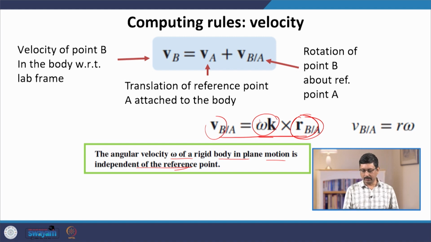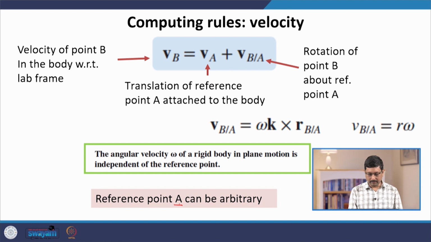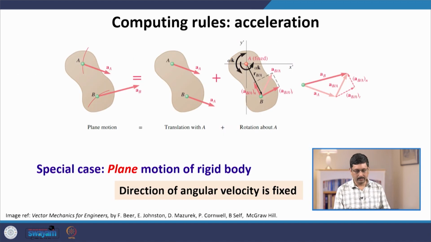If we take the magnitude of this cross product, note the notation I have put: boldface means a vector and without bold means a scalar. So this is the magnitude and this is the full vector. The crucial point is that this reference point A can be arbitrary. This is our choice, and we shall try to choose a point which makes the problem really simple. Okay, so this is our strategy, and we can do the same thing with the acceleration.